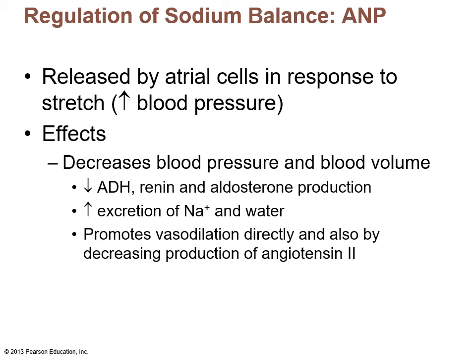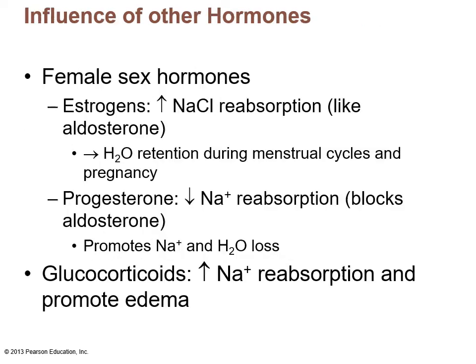So ANP, atrial natriuretic peptide, is released by the atrial cells in response to stretch, increased blood pressure. The effects: decrease blood pressure and blood volume by counteracting the release of ADH. So you're not going to produce ADH, you're not going to produce renin, you're not going to produce aldosterone. That's going to cause you to excrete more sodium and water, promotes vasodilation directly, and also decreases production of angiotensin II. So the idea is to get rid of water and decrease blood pressure.